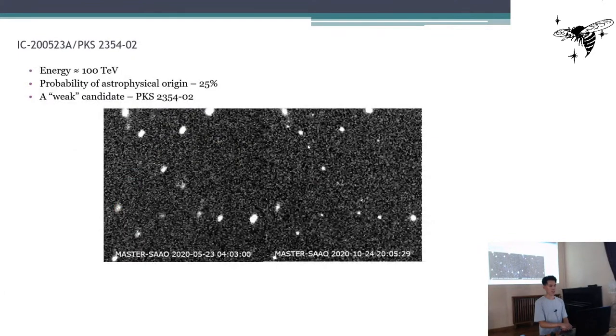The second candidate, PKS 2354-02, and IceCube event 200523A. Energy of the event 100 TeV, probability of astrophysical origin 25%, and the candidate is weak. This frame was made on the same day as the event, and this one was made half a year after the event, and you can clearly see the flare.